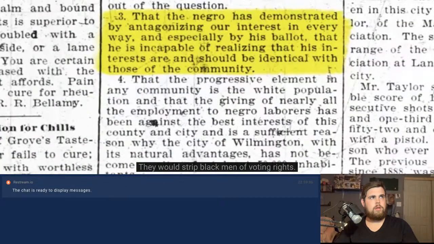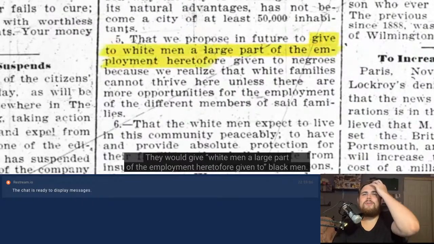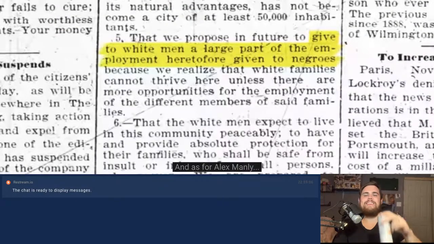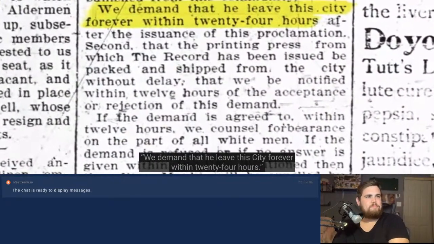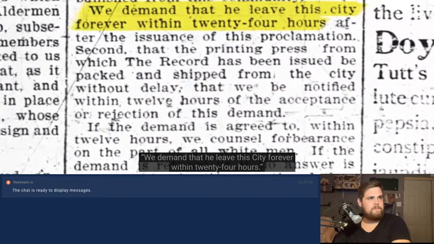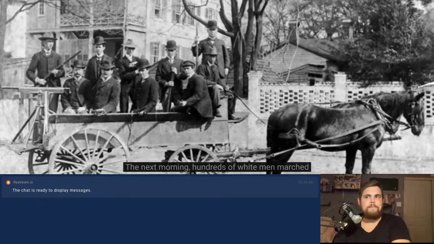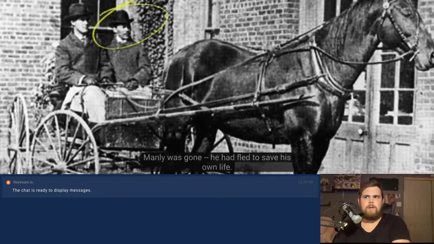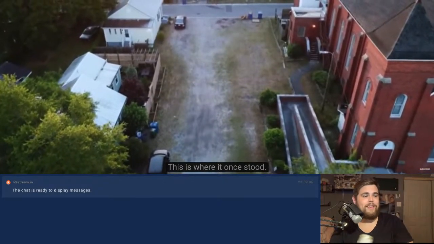They would strip black men of voting rights. They would give white men a large part of the employment heretofore given to black men. And as for Alex Manley, "We demand that he leave this city forever within 24 hours." The next morning, hundreds of white men marched to the offices of the Daily Record. Manley was gone. He had fled to save his own life. They set the Daily Record building on fire. This is where it once stood.